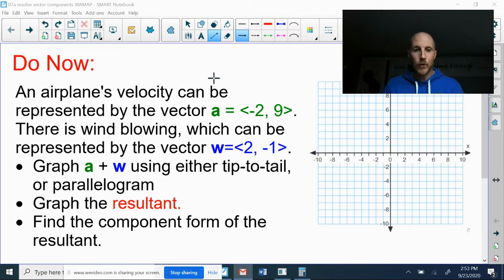I'll draw it on the screen here. So I got an airplane again. Yay! So I don't have a video of an airplane. I don't have a picture of an airplane. I don't even have a bad drawing of an airplane. All I have is the word airplane.